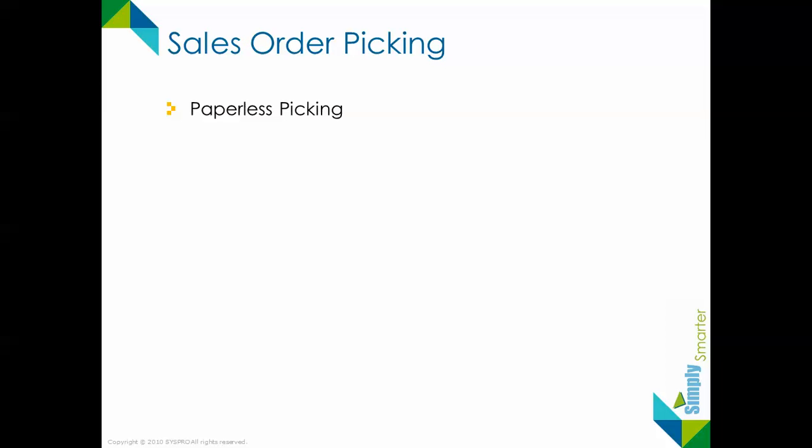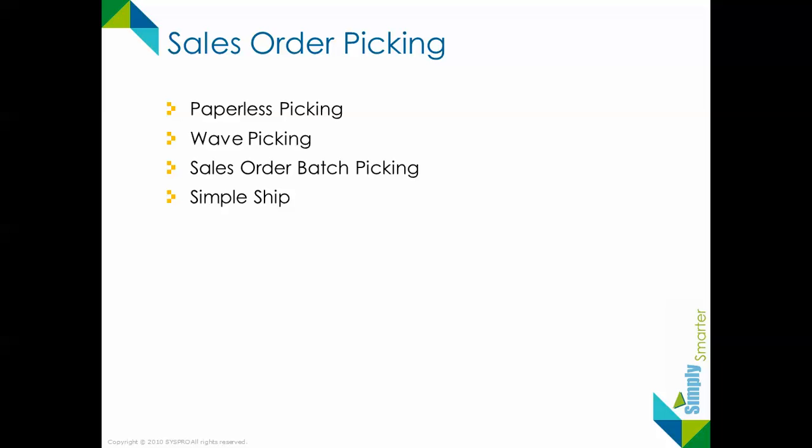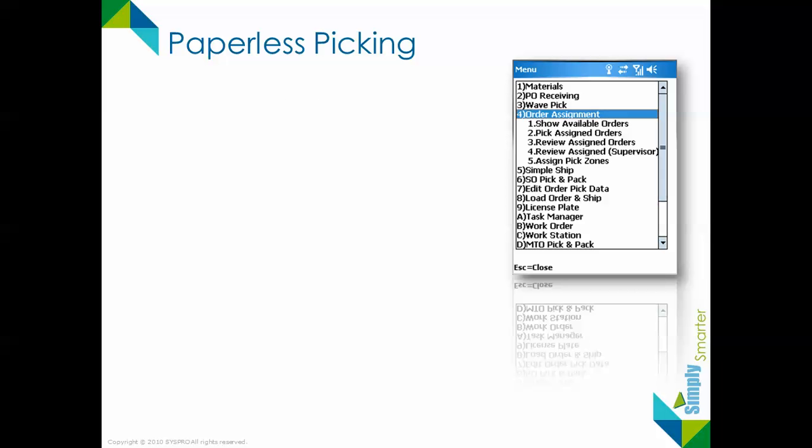When it comes to the picking, it can be completely paperless via handhelds. There's wave picking, so we can just go one shot through the floor and pick up everything we need. So I may be picking up multiple orders at the same time. I may have some batch picking that we need to look at. Go pick these 10 sales orders. Also, just a simple ship. I just want to get something out the door. It's already packed, picked. Let's just get it on out.